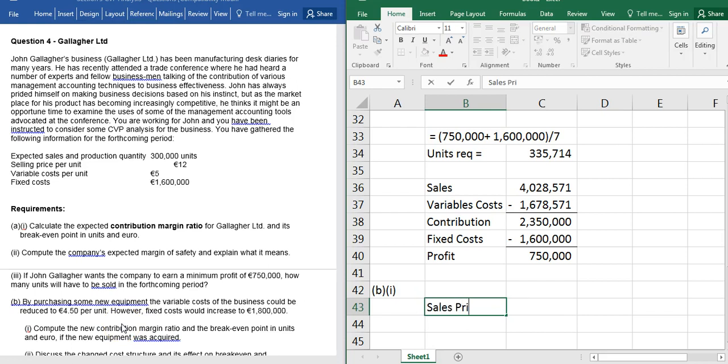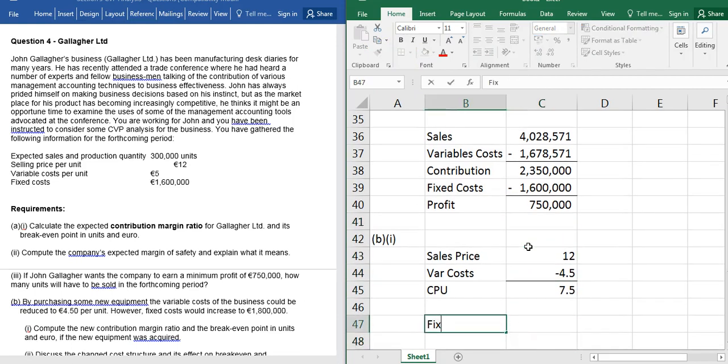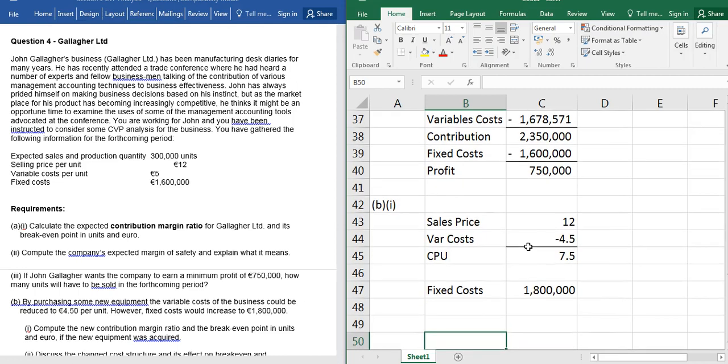Your sales price doesn't change. It's still 12, but now your variable costs are gone to 450. So they're reduced by 50 cents, meaning your contribution per unit now is actually increased. For every calendar that you sell, you're now making €7.50 contribution. However, that has to be weighed up with the additional fixed costs, which are now 1.8 million. So they're gone up by 200 grand. Right, so there's a trade-off there.